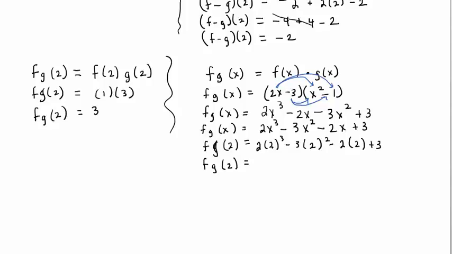All right. 2 cubed is 8. 8 times 2 is 16. 2 squared, 4 times 3 is 12. Minus 4 plus 3. Completing the computations, we do get 3. So either method, choose wisely.